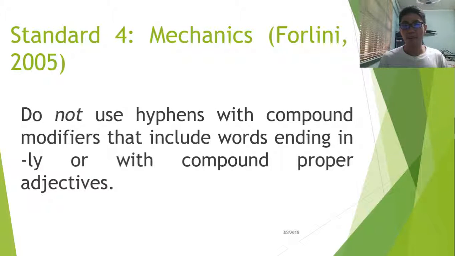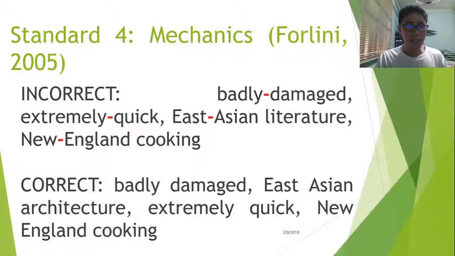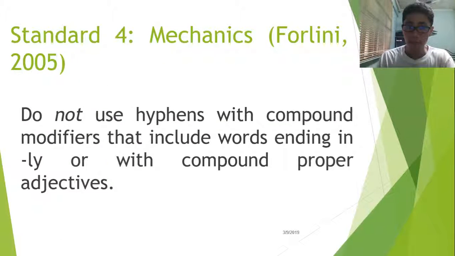Do not use hyphens with compound modifiers that include words ending in "ly." You know, this is one of my realizations. Let's say beautifully made. Beautifully made need not be hyphenated because beautifully ends with the inflection ly. Badly damaged. Extremely quick. East Asian literature. New England cooking. These need not be hyphenated. Yes, how come East Asian too is part of the rule? Because it's a compound proper adjective.